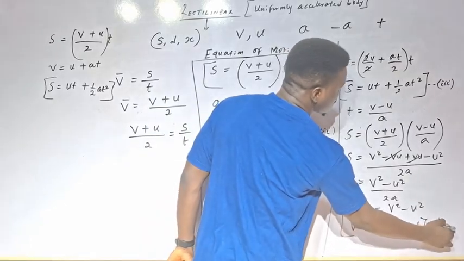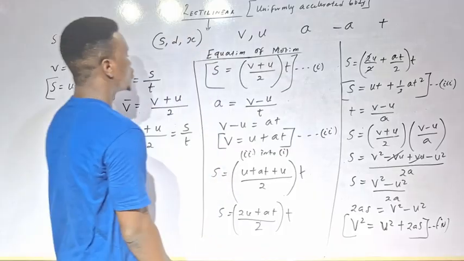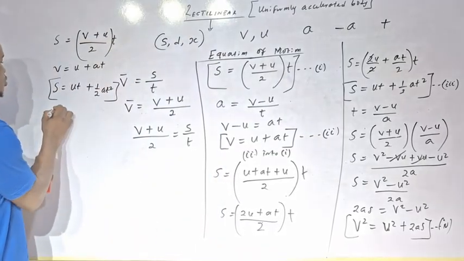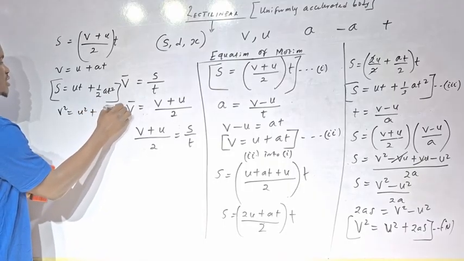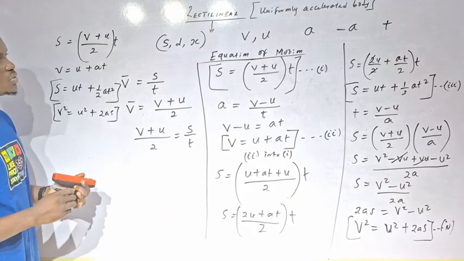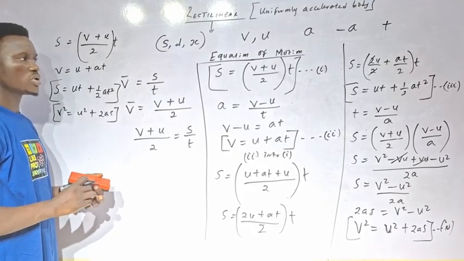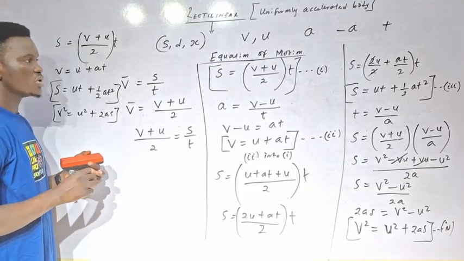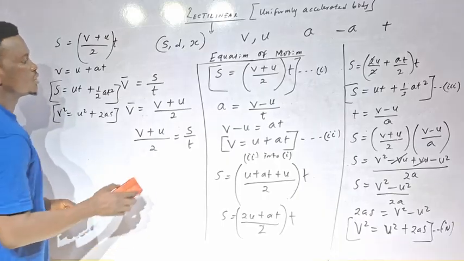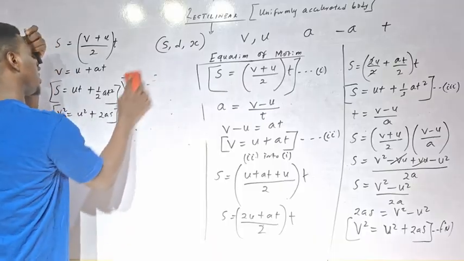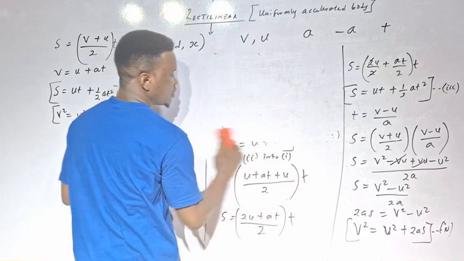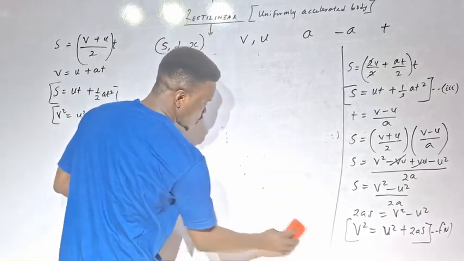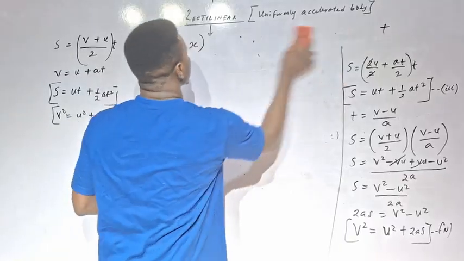So let's call this equation 4. So these 4 equations will be useful. So we're going to have v squared equals u squared plus 2as. So these are the useful equations we need for equations of motion, and these are the ways to derive them. So now that we know these equations of motion, what are the important things we need to note before we start using them to solve questions?